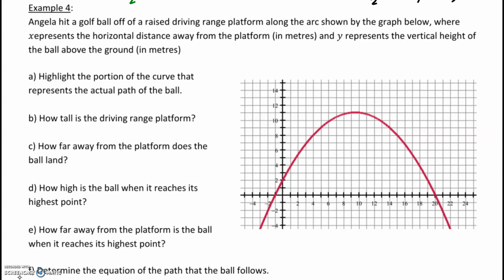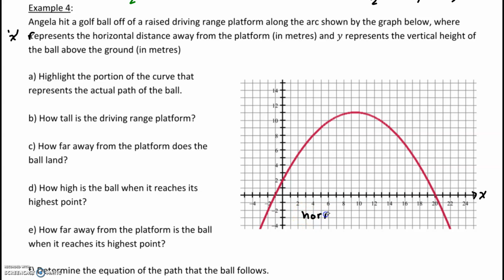It says, Angela hit a golf ball off of a raised driving range platform along the arc shown by the graph below, where X represents, so there's a typo there, that should be, let's change that X to an R. And so where X represents the horizontal distance away from the platform. So here's X, and this is the horizontal distance away from the platform. So I'm going to write that underneath so I remember.